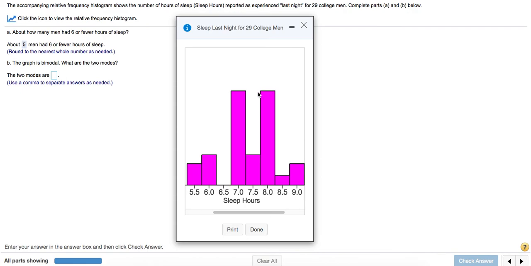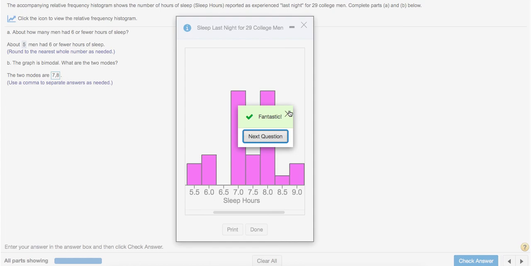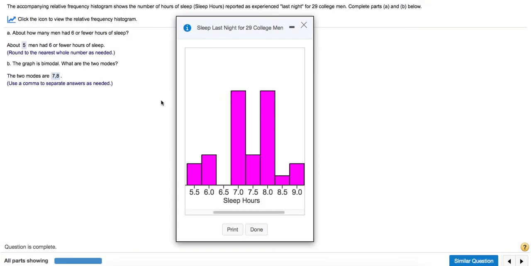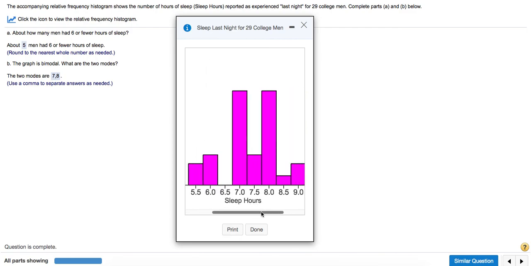So for this problem, I'm actually going to enter in two answers. 7 is a mode, as in 7 hours of sleep. I'll put a comma. I'll include 8 as well because 8 was also reported just as much as 7, and I'll check my answer. Okay, so that is it for this problem. Modes show up on a histogram by looking for the tallest bar, and if there happens to be more than one, then they would all be modes.